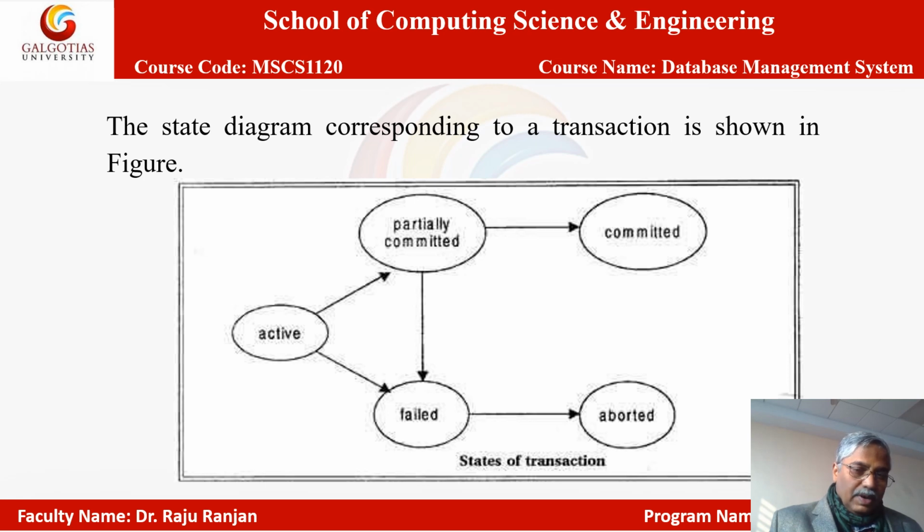Now after the active state, we may have the partially committed state or the failed state. Both possibilities are there. Even after partially committed, our transaction can fail. So from partially committed, it may come to the failed state. And if there is a failed state, then we will abort the transaction, so it is aborted. And if it is partially committed, then we will commit the transaction, then committed. So this is the state diagram of a transaction.